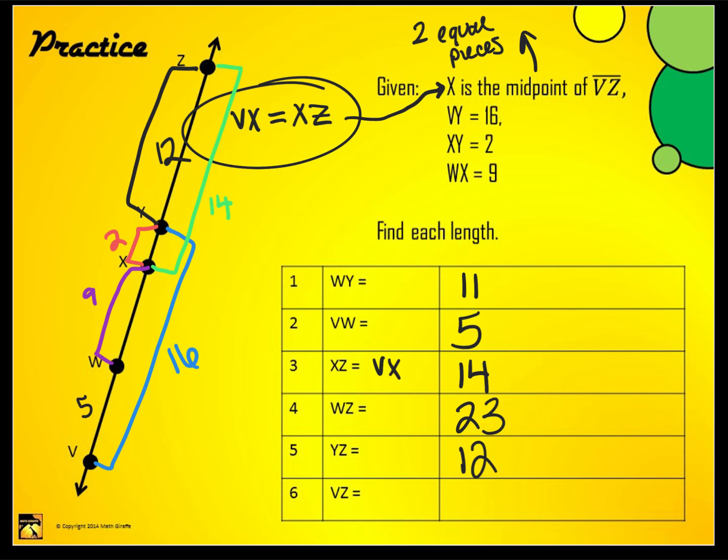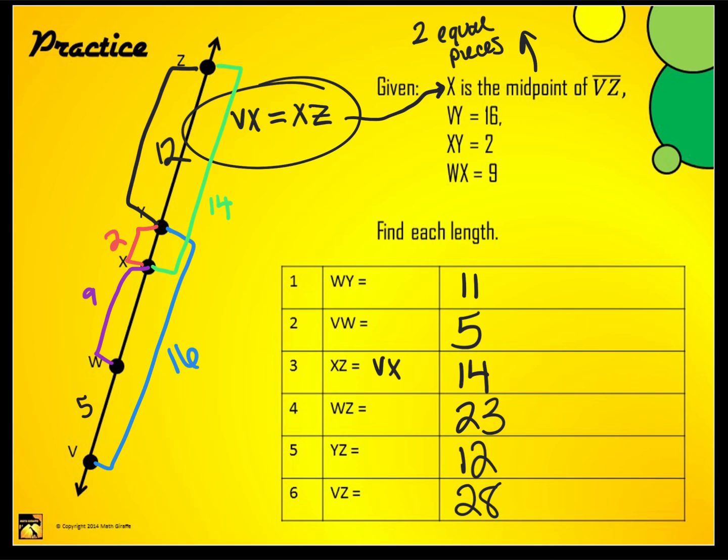Alright, and then finally we need to find from V to Z, so this whole length here. So I'm going to go from V to Y. I'm using my biggest piece here is 16, right? My 14 overlaps some, so let's jump to this next part we have. So it's 12. So 16 plus 12 is going to give us a segment length of 28.